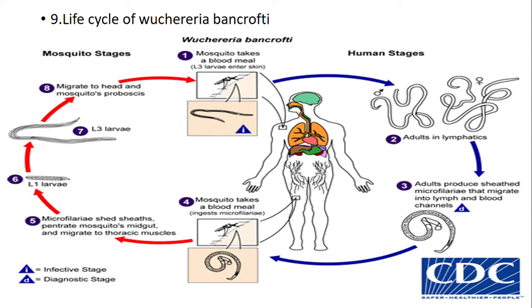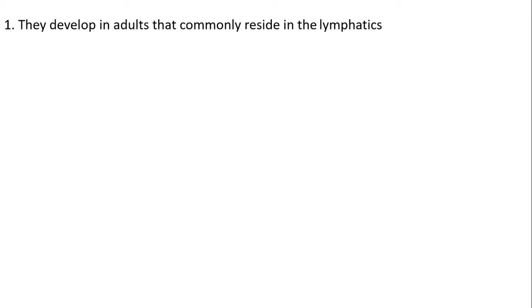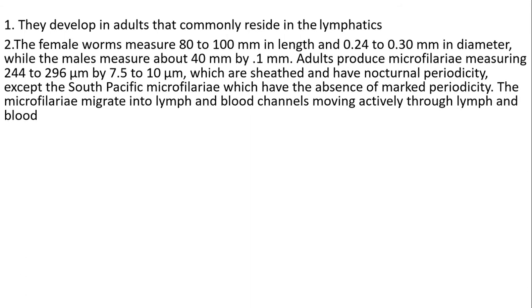This is the life cycle. They develop into adults and commonly reside in the lymphatics. The female worm measures 80 to 100 mm in length and 0.24 to 0.3 mm in diameter, while the male measures about 40 mm by 0.1 mm.